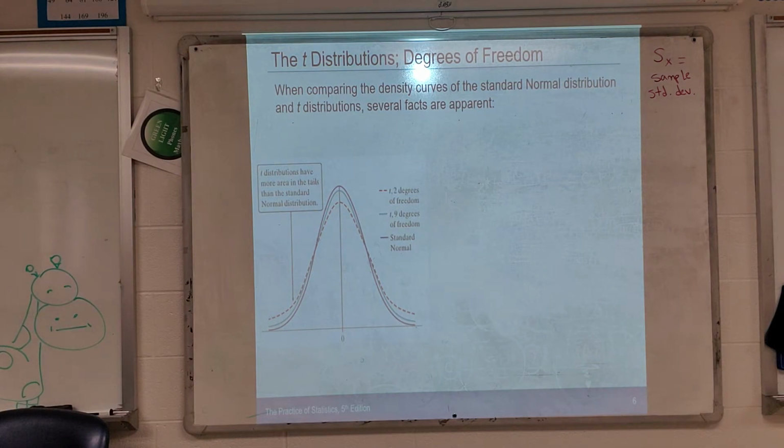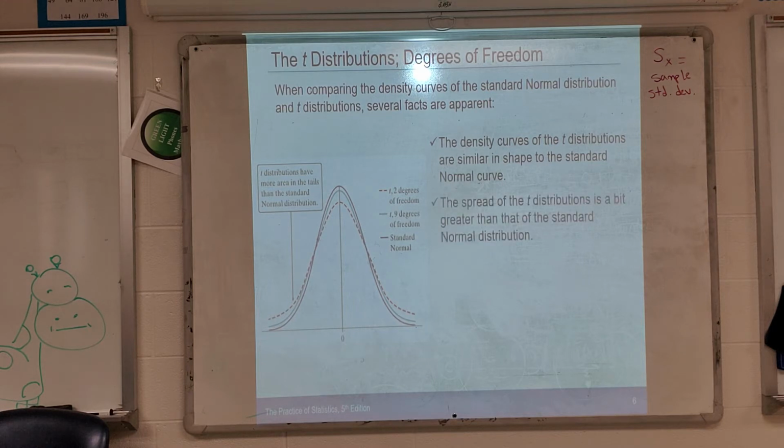So when comparing the density curves of the standard normal and the t distributions, several facts are apparent. The density curves of the t distributions are similar in shape to the standard normal. I already talked about that. The spread of the t, though, is a bit greater than that of the standard normal. T distributions have more probability in the tails and less in the center. So it's almost like the peak is a little lower in the center too. Because we're going to put more area in the tails, the peak is going to go down a little bit. It's going to be a little bit lower hill in the middle than a normal curve.